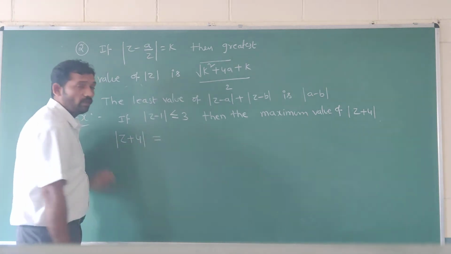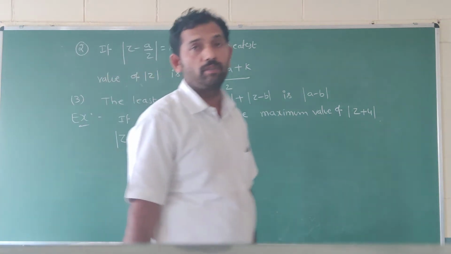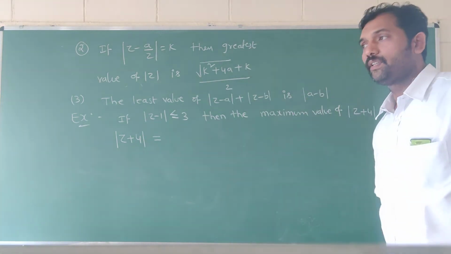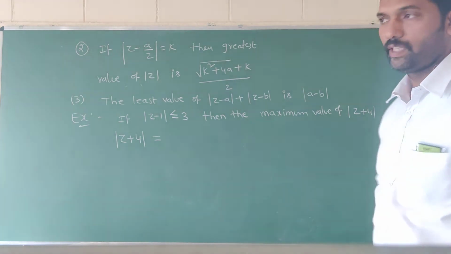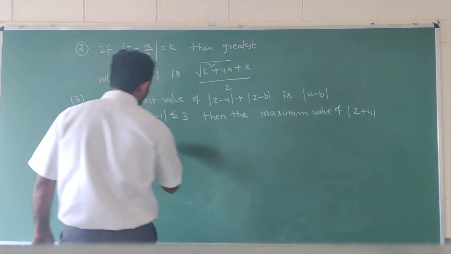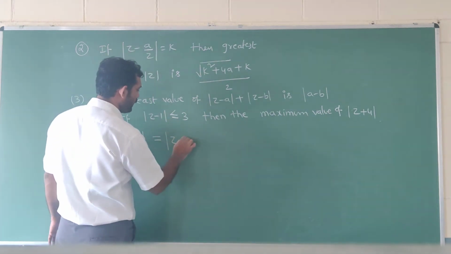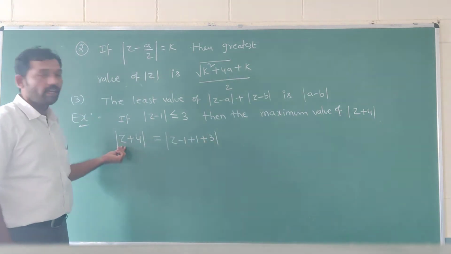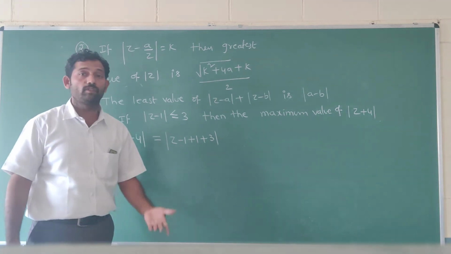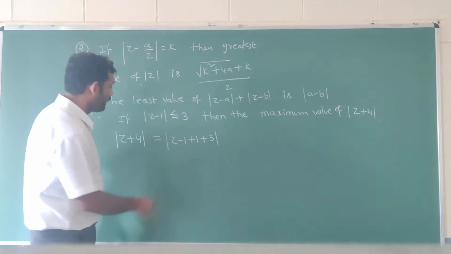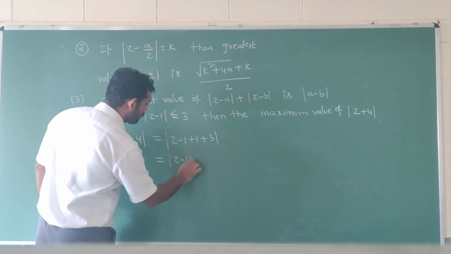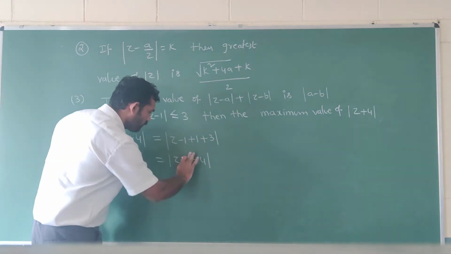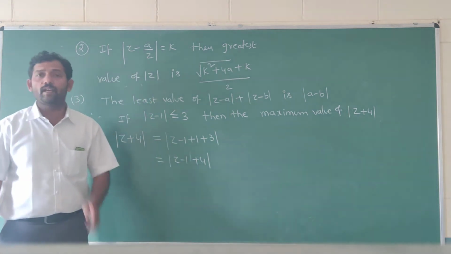It is equal to, I will write according to the given condition. What is our given data? Modulus of z minus 1 is less than or equal to 3. I will use this here. See how: modulus of z minus 1 plus 1 plus 3. Inside the z I subtracted 1 and added 1, so the value does not change. Again I will separate: modulus of z minus 1 plus 4, since 1 plus 3 is 4. Again you apply this formula.